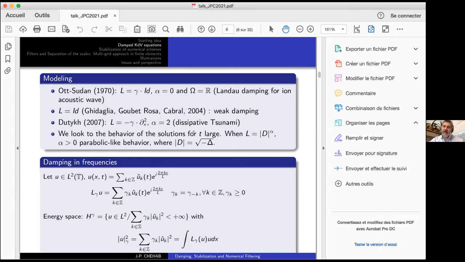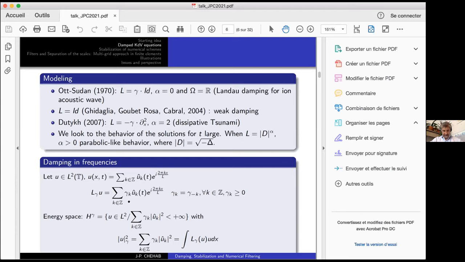Now, if we interpret the damping in terms of frequency, which is very important, we can place ourselves in the torus and develop the solution in a Fourier series. Now, we can define the damping operator in that way. We associate to the damping operator a sequence, gamma k, okay? And the action of L gamma on U is the following. You multiply the k-th Fourier coefficient by gamma k, which is a positive number.